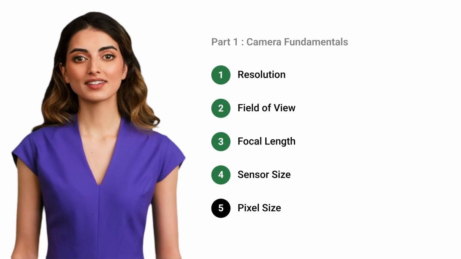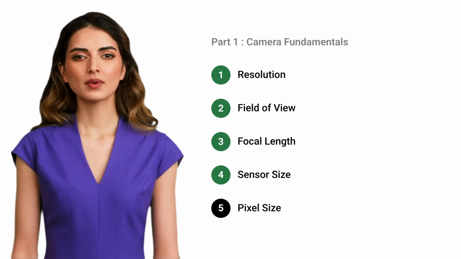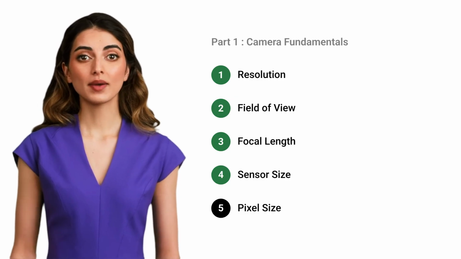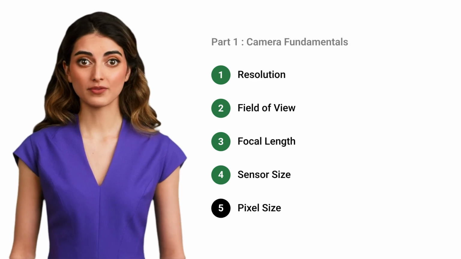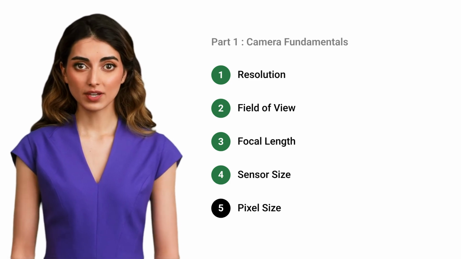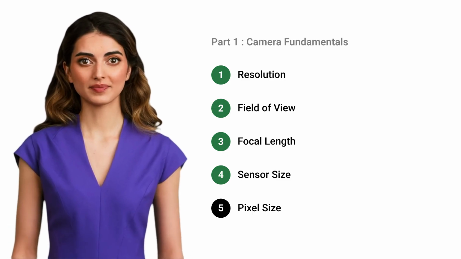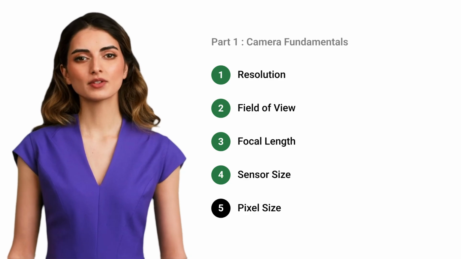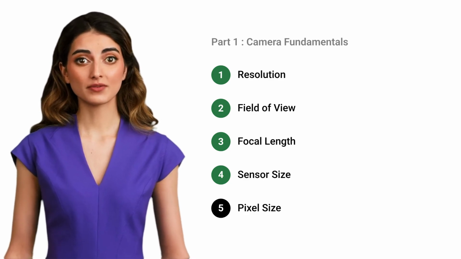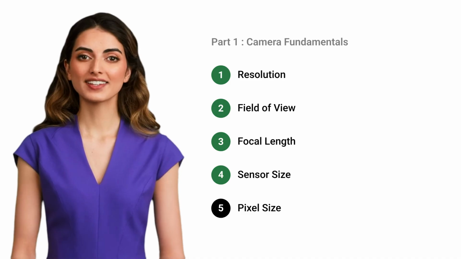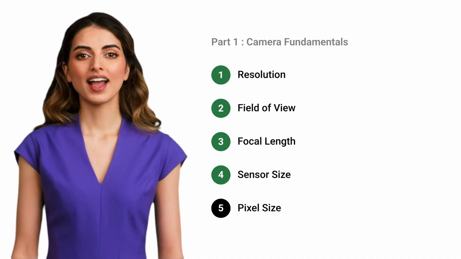Let's take one last look at our agenda. We've now completed sensor size and understand how it influences image quality and low-light performance. Next, we'll explore pixel size, the size of each individual pixel on the image sensor. You'll see why two cameras with the same resolution can produce very different results, especially in challenging lighting conditions. Let's begin.